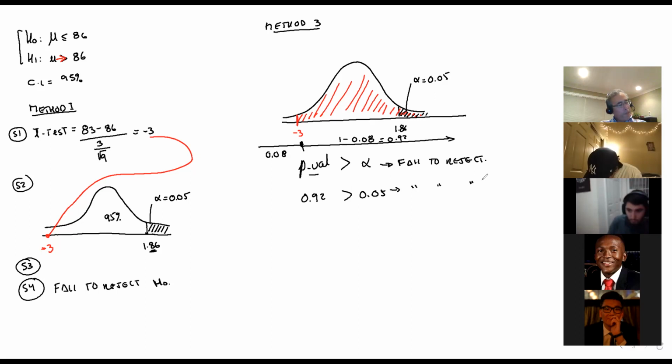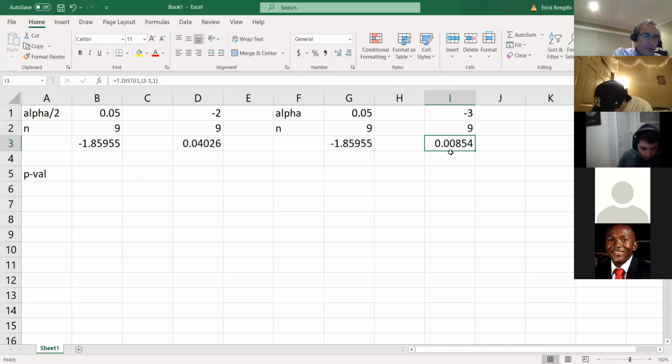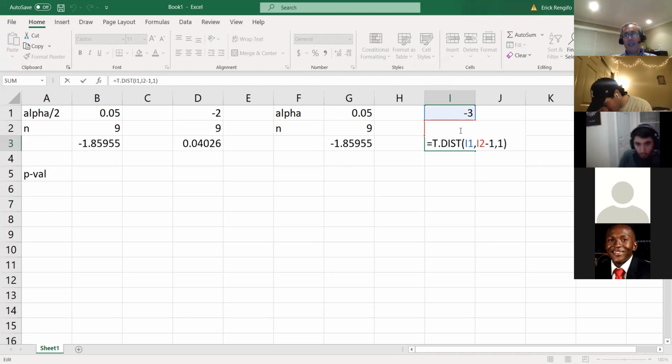Professor, can you show it in Excel again? Yes, of course. Here we go. So minus 3 is my t statistic. Here was 9, the number of observations in my sample, so 9 minus 1 is 8. 1 is cumulative and provides me the distribution from minus infinity up to minus 3 for a t with 8 degrees of freedom.